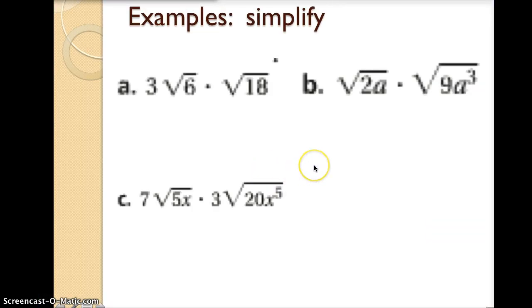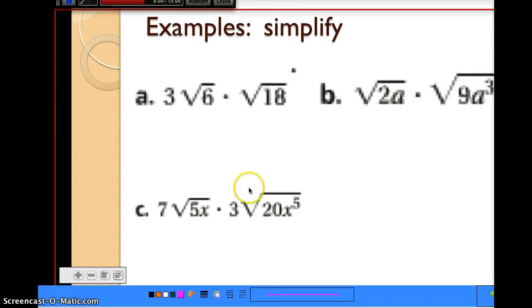All right, let's look at these examples. It says 3 root 6 times 1 root 18. We have a coefficient, multiply coefficient times coefficient, radical times radical, radicand times radicand. You can simplify first, or we can just multiply. I'm going to go ahead and just multiply.